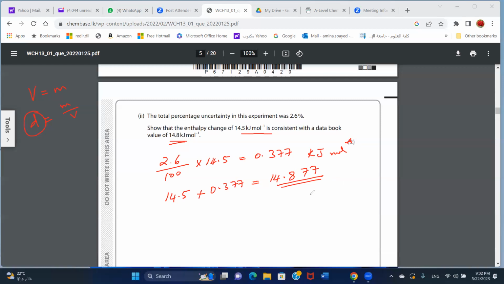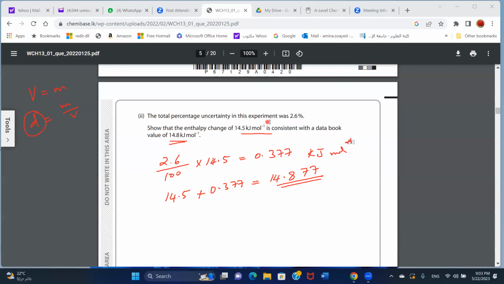Miss, I don't understand this question. Can you go through it again, please? They said that in the experimental method, we got 14.5 kilojoules per mole, isn't it? And in the data booklet, the value was 14.8 kilojoules. So there was a 0.3 that is missing. So they say that if the total percentage uncertainty in this experiment was 2.6%, show that this value that we got experimentally is consistent with what is present in the data booklet, 14.8.